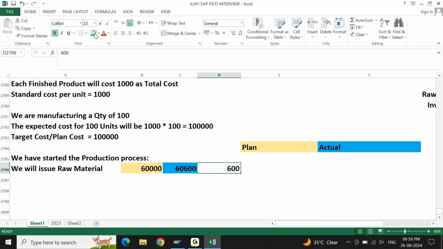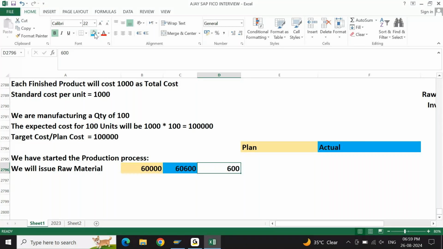Okay. So here we are not concerned about the quantity. We are concerned about the cost, because you are a CO consultant. The production team and logistics team are concerned about the quantity: how much quantity is going in, how much quantity is going out. As a consultant of FICO, are you always concerned about quantity or value? What is your concern? Value. Your concern is always value, right?